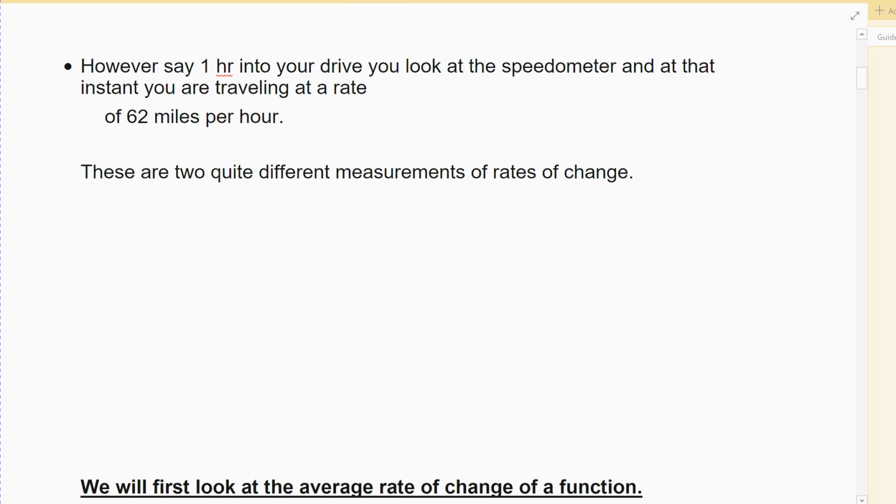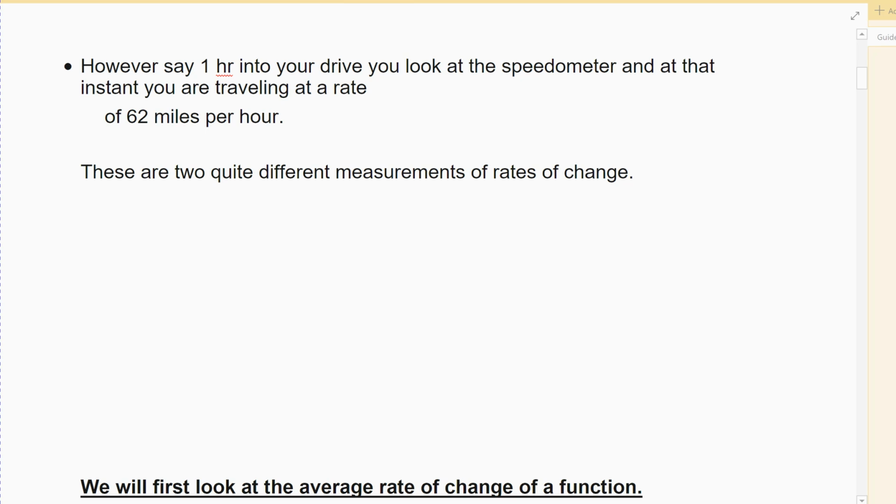All right, so suppose that 1 hour into your 4 hour drive, you look down at your speedometer and you see that you are traveling at 62 miles per hour, which is higher than your average. At that moment, you look down at that speed, at that instant, all right, that's your rate of change. That's your miles per hour.